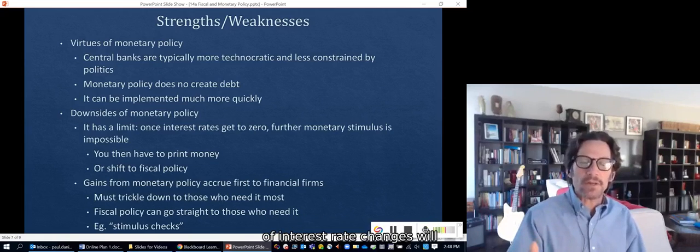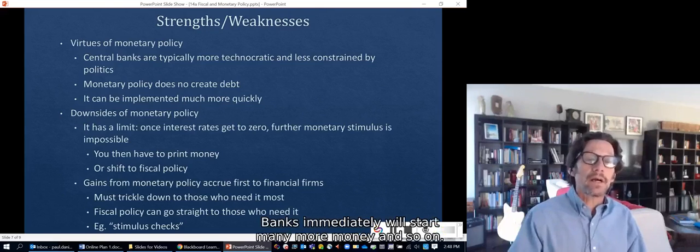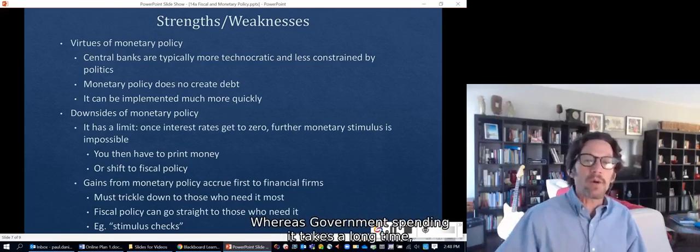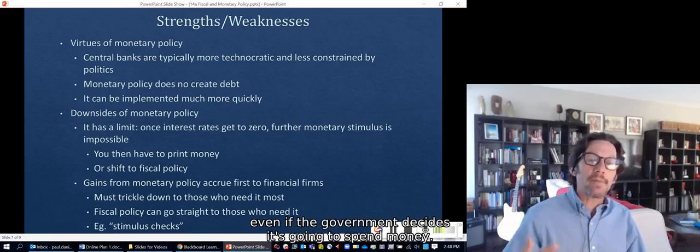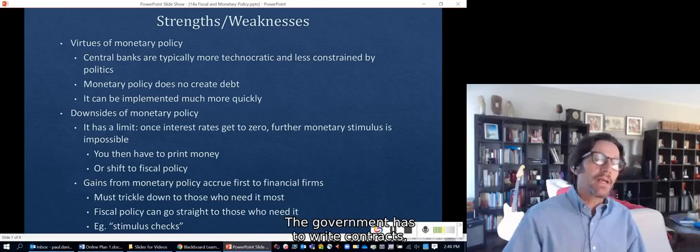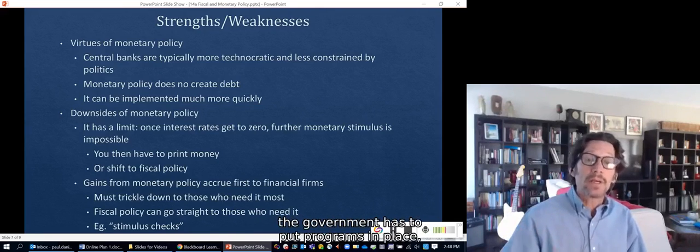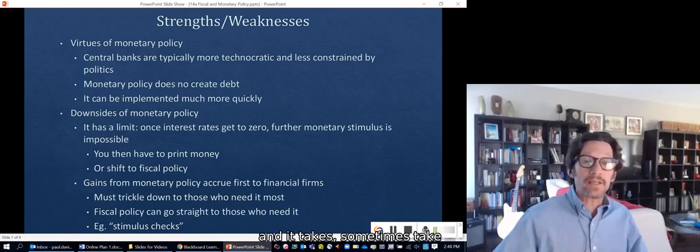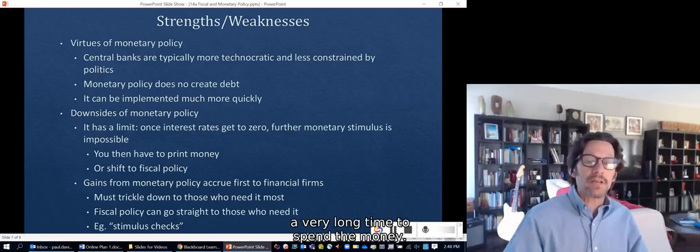Interest rate changes will change economic behavior more or less overnight. Banks immediately will start lending more money and so on. Whereas government spending takes a long time. Even if the government decides it's going to spend money, the government has to write contracts, the government has to put programs in place, and it can sometimes take a very long time to spend the money.